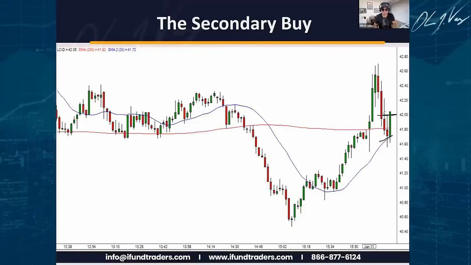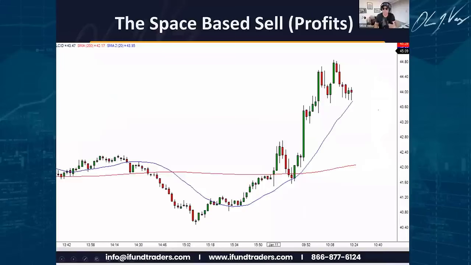Boom. We halt at the 20 for the second time, and green takes out its most recent red. Boom. What do we do? Protect ourselves under the halt. And as you can see, that's the second halt. This is the first halt. Here's the second halt. And there's your space.